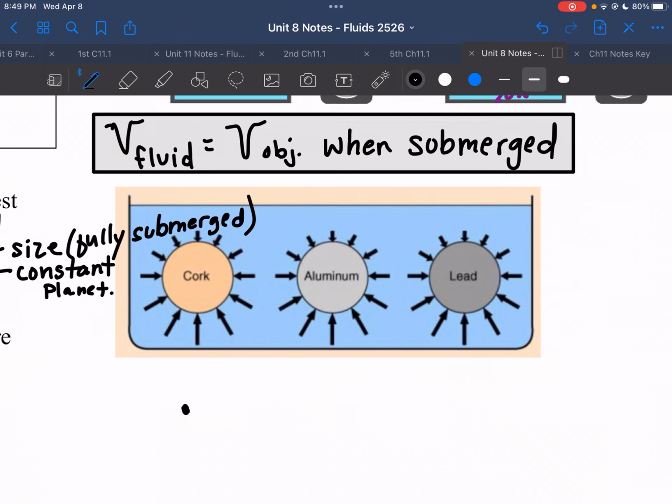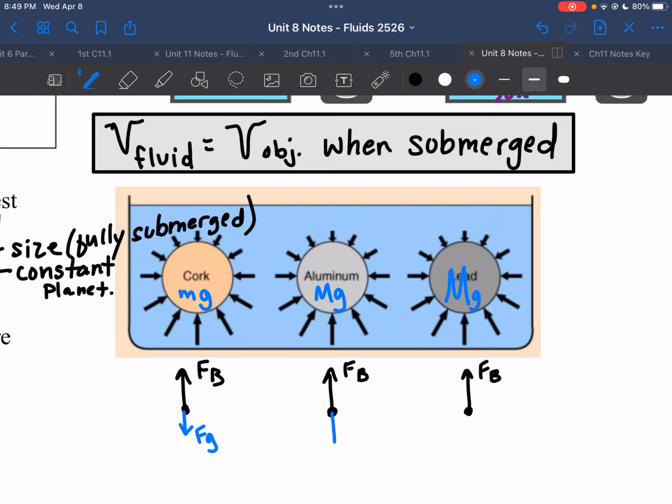Now, we know that these objects will behave differently because they have different densities, right? So they all have exactly the same buoyant force. Every single one of them has exactly the same upwards buoyant force. But if we're thinking about the weight of the object, a cork has a very small amount of mass. The aluminum has a little bit more. And the lead has a ton. And so because of that, these guys have different weight forces: small, medium, and large.